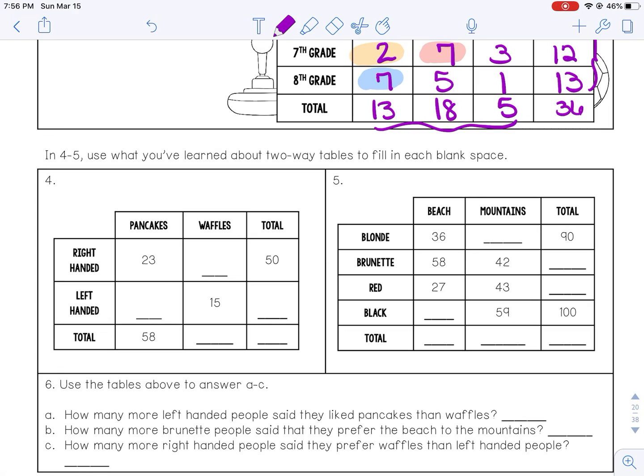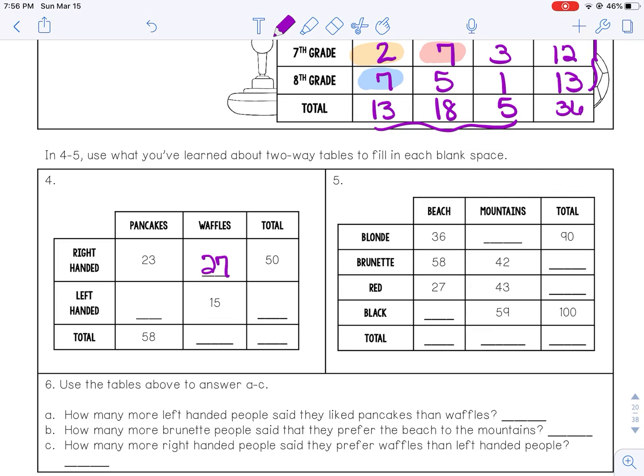So we're talking to right-handed people and left-handed people, whether they prefer waffles or pancakes. So the right-handed people, 23 prefer pancakes out of a total of 50. So if I just take 50, subtract 23, that's going to give me the number of right-handed people that prefer waffles. Did you come up with 27? Hope so.